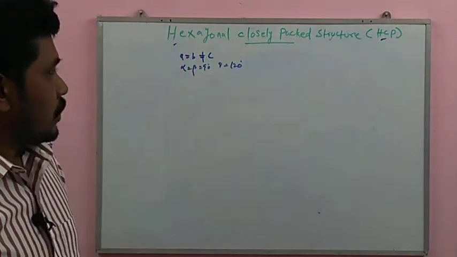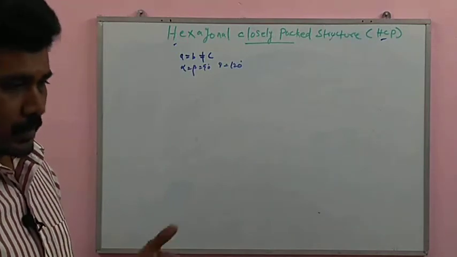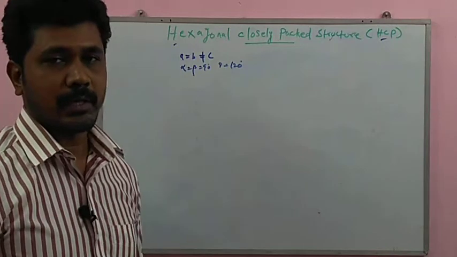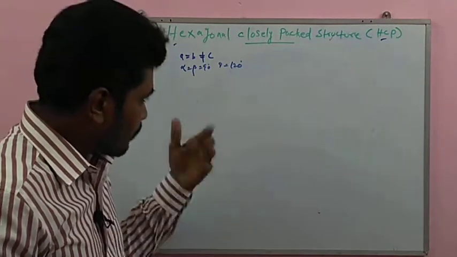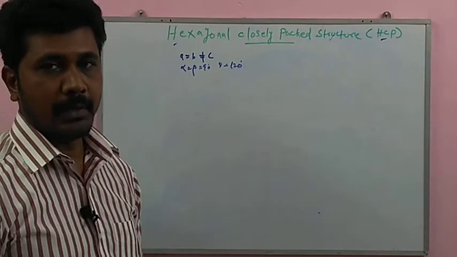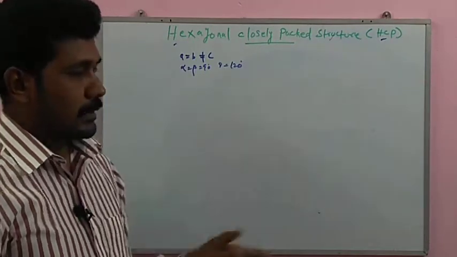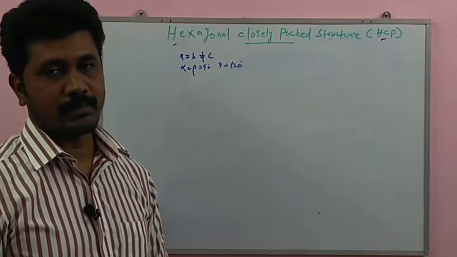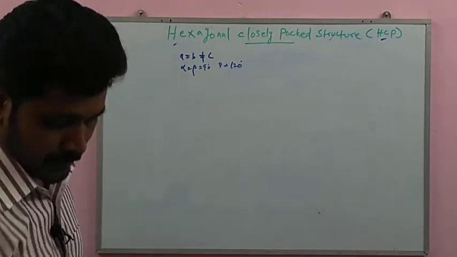So now we discuss the number of atoms per unit cell, coordination number, atomic radius, and c by a ratio value of hexagonal closely packed structures. Finally, what are the packing factors and the number of atoms occupied in the unit cell? Okay, so one by one we discuss.